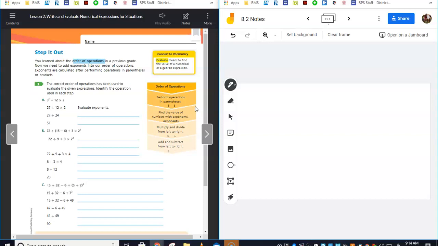The correct order of operations has been used to evaluate the given expressions. Identify the operation used in each step. Our key vocabulary word is evaluate. That means we're just going to solve it.